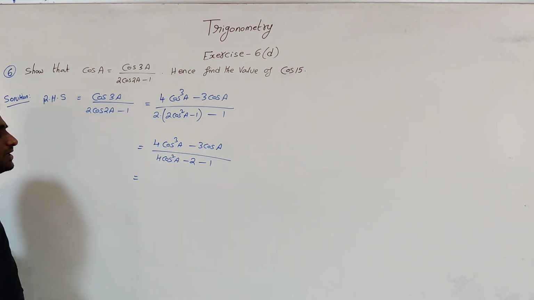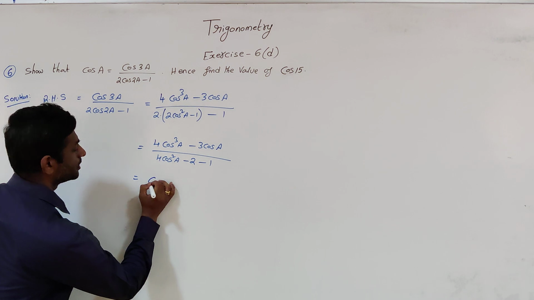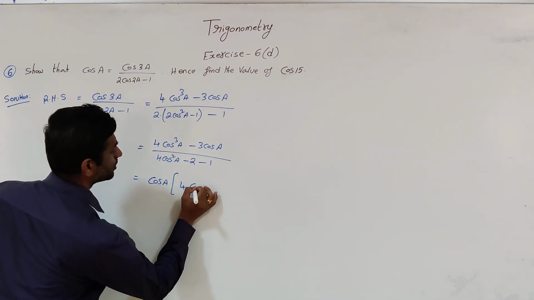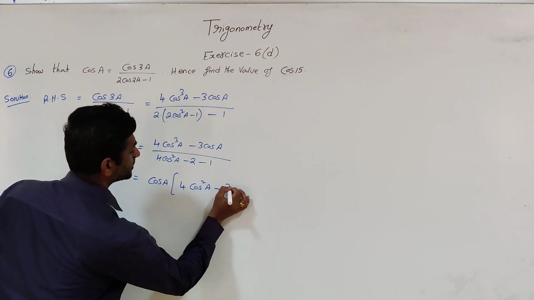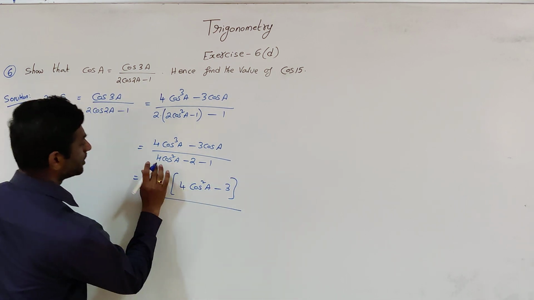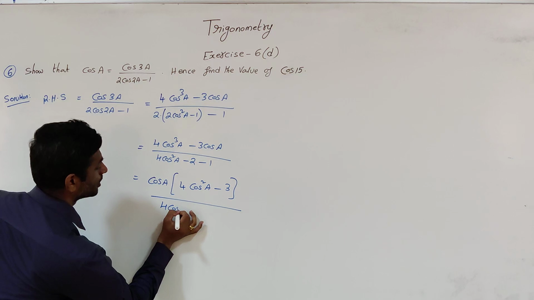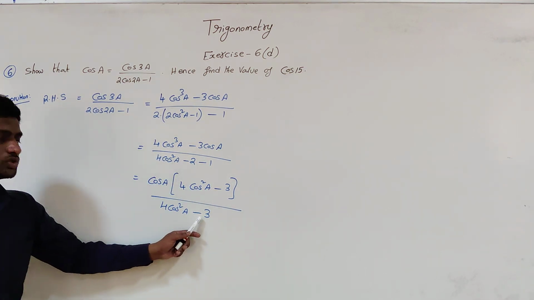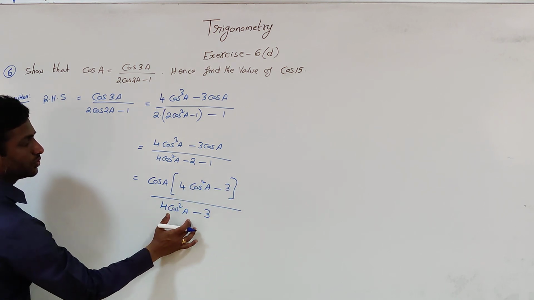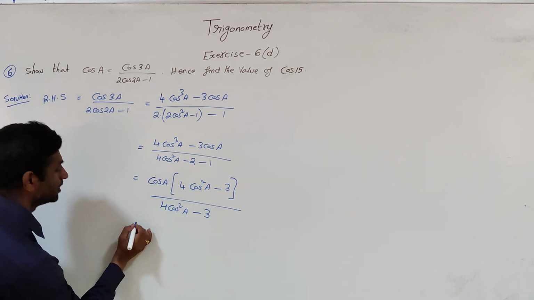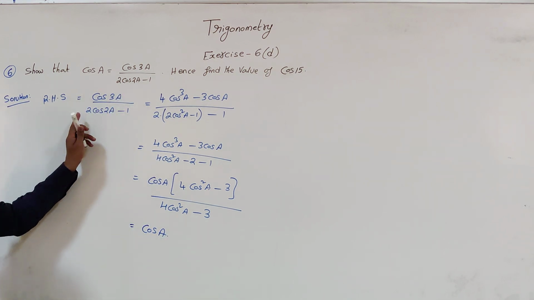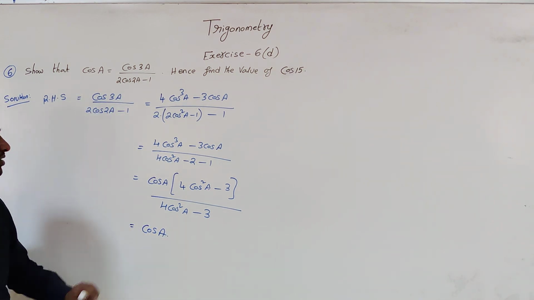Now in the numerator, if you take cos A out as a common element, it will be 4 cos square A minus 3, by 4 cos square A minus 3. Minus 2 minus 1 gives minus 3. Now these two are the same, so we can cancel, and it will be cos A. Hence cos 3A by 2 cos 2A minus 1 will be cos A.